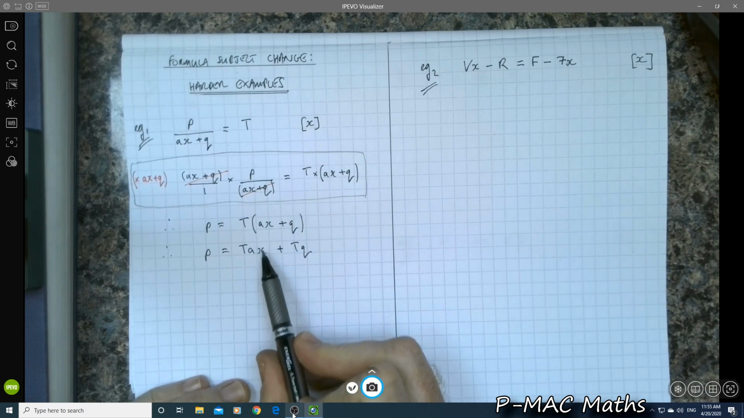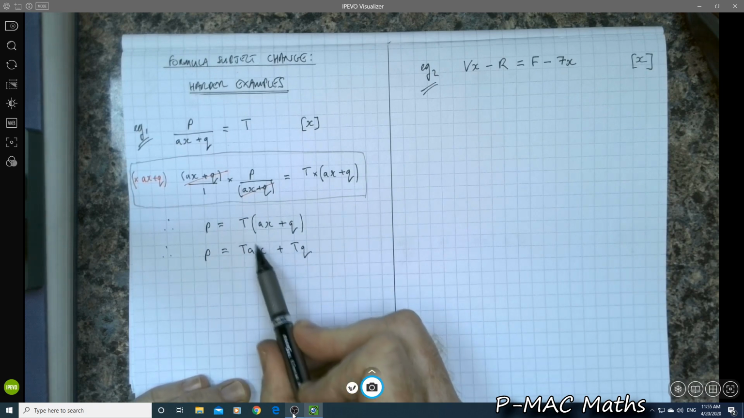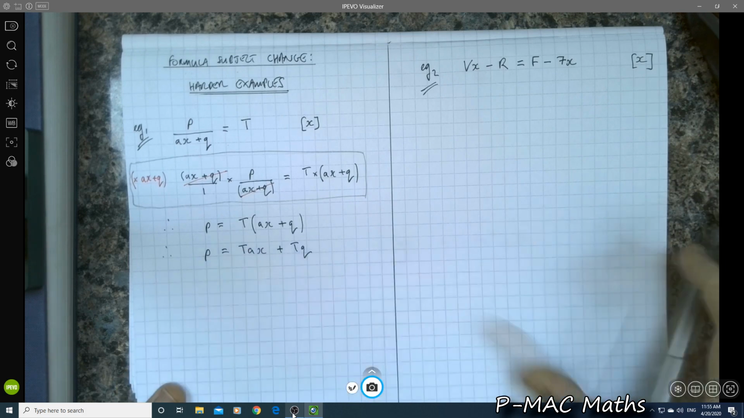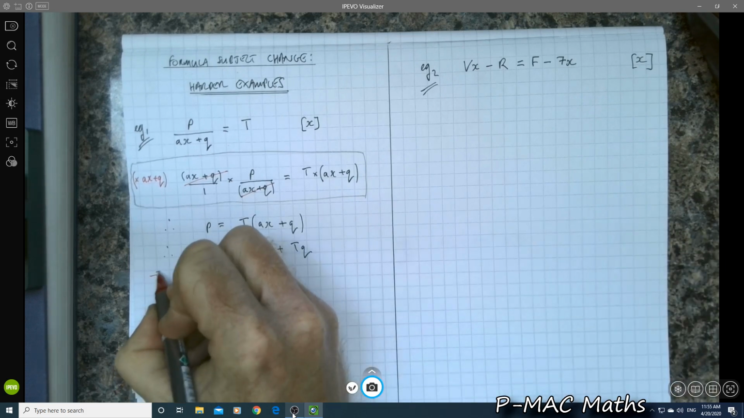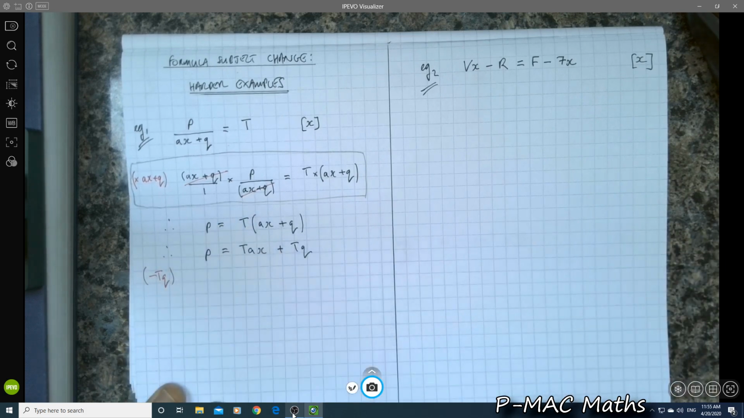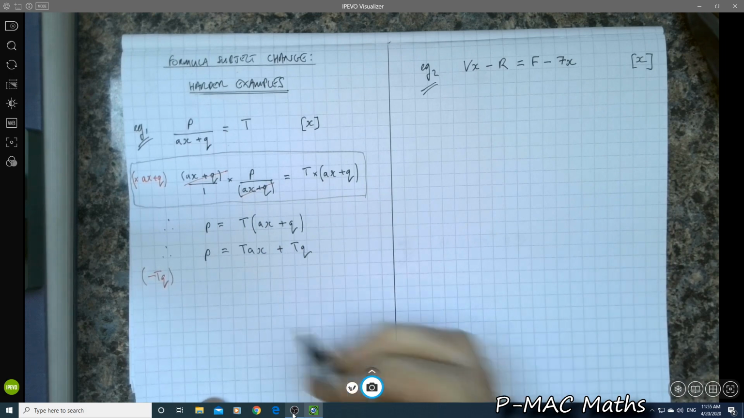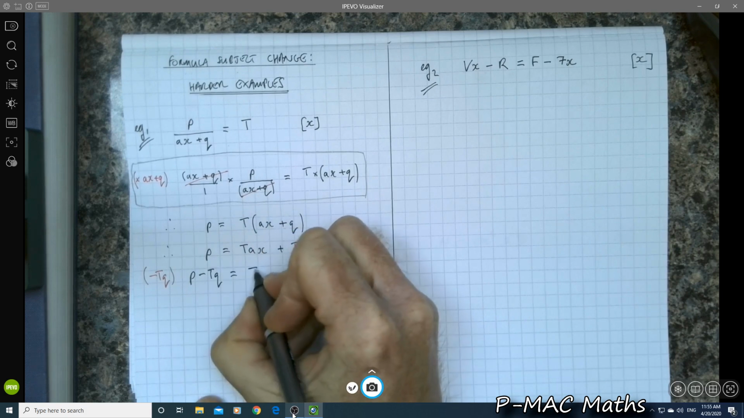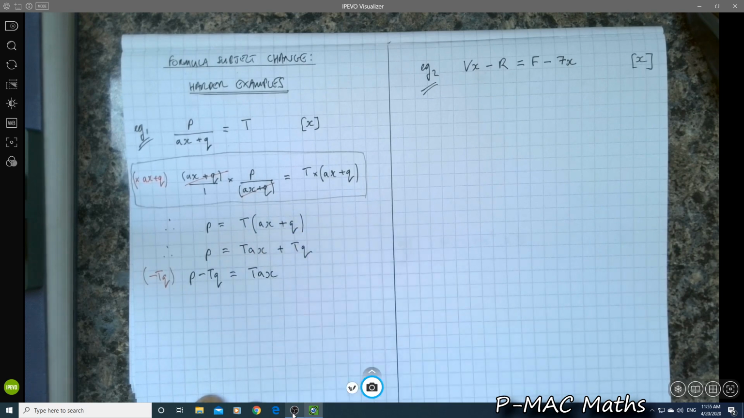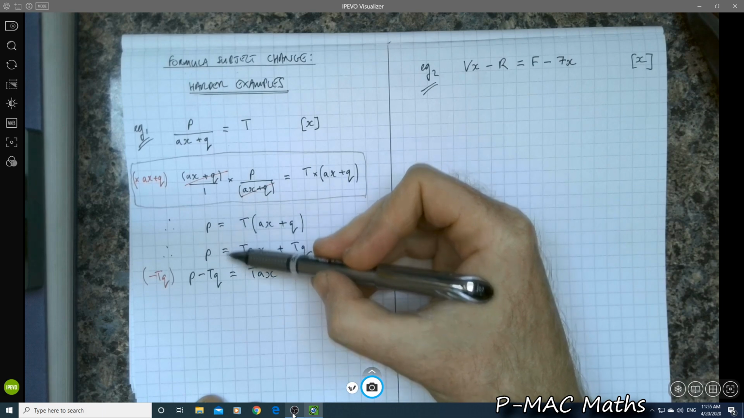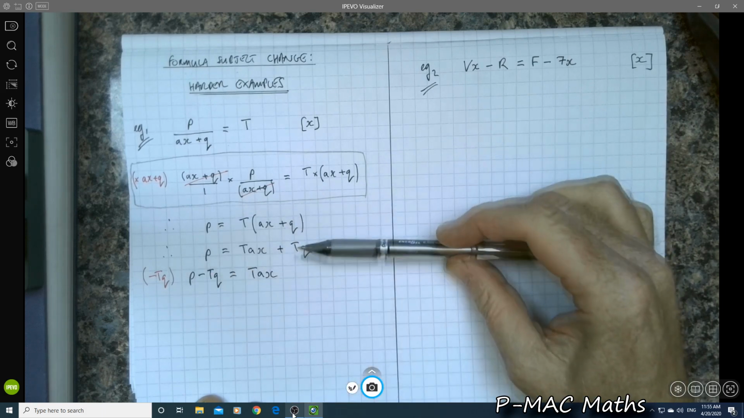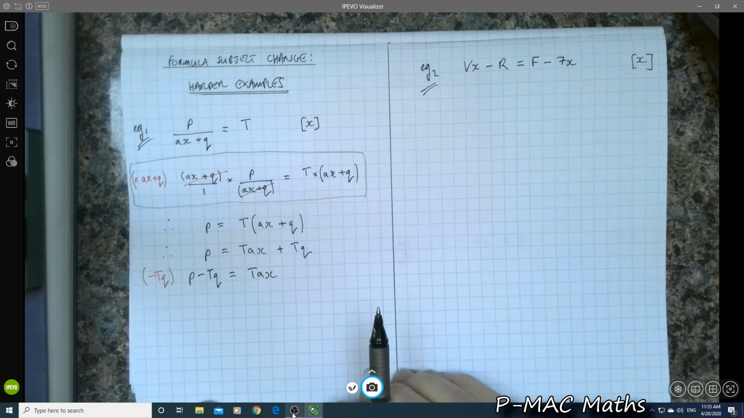The next step is to get the x term on its own, which means I need to deal with this tq term on the right hand side. I deal with that by subtracting tq from both sides. So p minus tq equals tax. Note that I'm still keeping my equal signs lined up as much as I can, and I can see what's happening line by line within the movement of the equation.